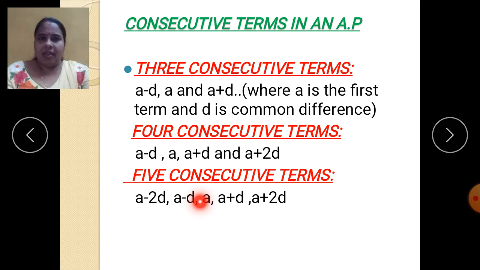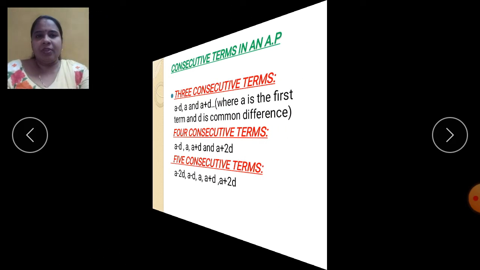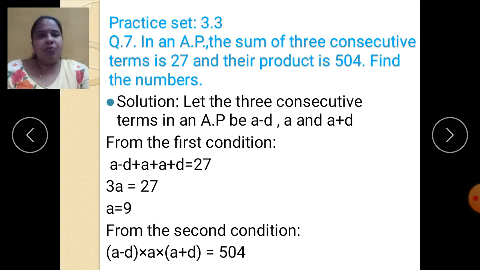Then 5 consecutive terms. See, A I have taken, plus D this side, minus D this side, plus 2D this side, minus 2D this side. Correct? So, how to assume 5 consecutive terms? A minus 2D, A minus D, A, A plus D and A plus 2D. These 3 are the important things that you should remember for solving sums based on consecutive terms in an AP. Okay? So let us continue with the practice set 3.3.